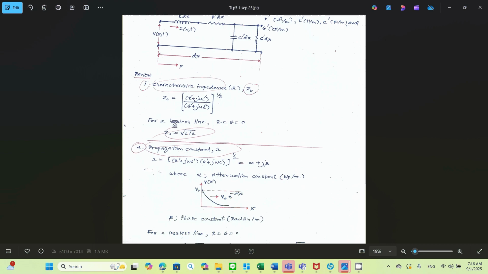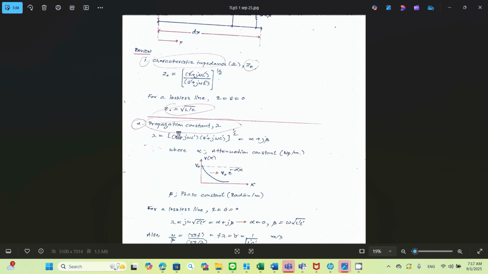For the special case, a lossless line, you have no loss, so your R prime is about 0 and G prime is about 0. So you end up with your Z0 simply equal to the square root of L prime over C prime.